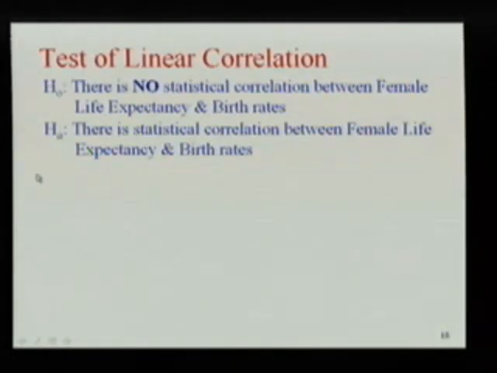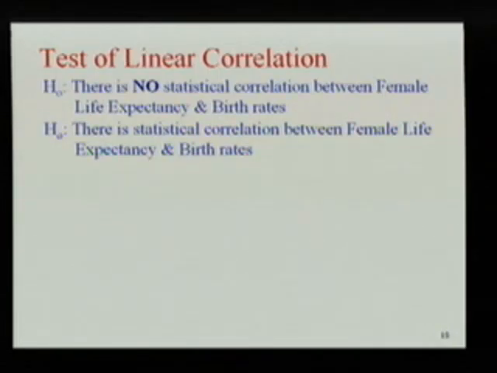Statistically, we can do some testing of whether there is a correlation between variables or not, using Pearson's correlation. And when you do that, you set a null hypothesis and an alternative hypothesis. Your null hypothesis will be there is no correlation between the two. Again, here each is a quantitative variable. Female life expectancy is a quantitative variable. Birth rate is a quantitative variable. And because they are quantitative variables, you can draw a scatter plot. The correlation coefficient measures the linear correlation between two quantitative variables.